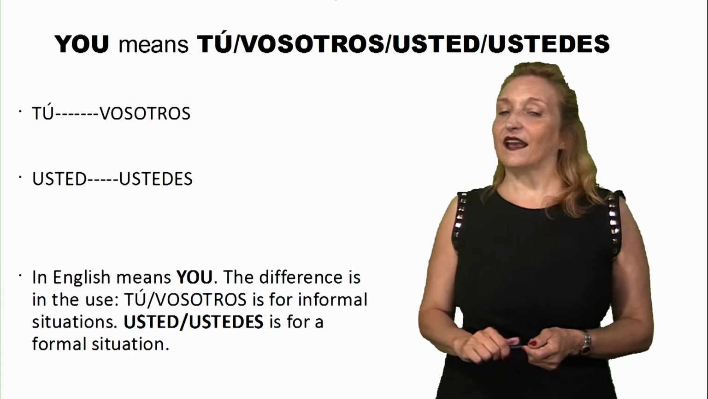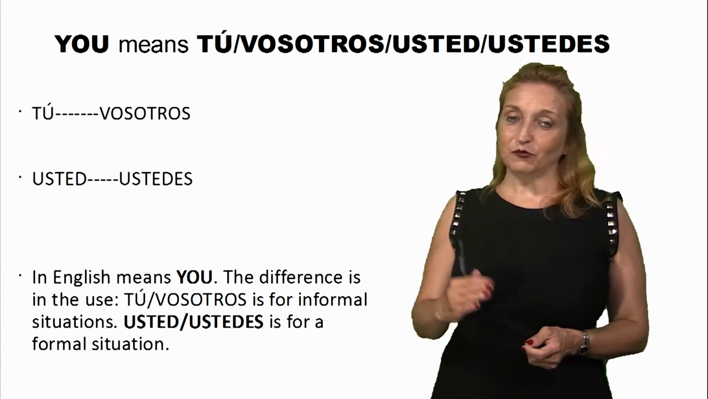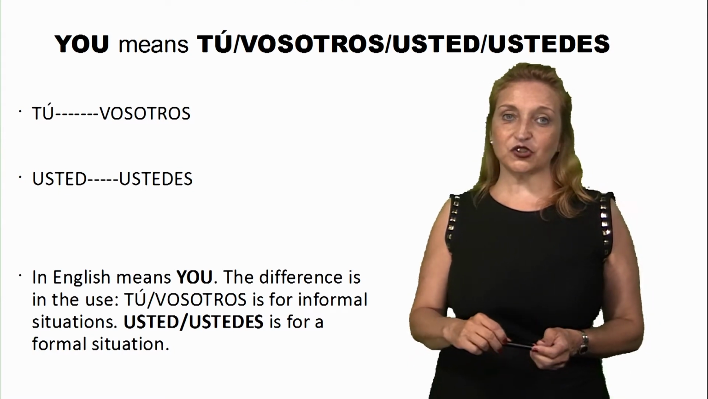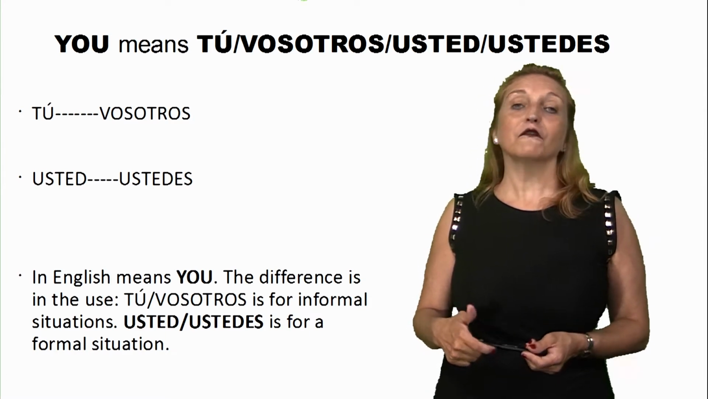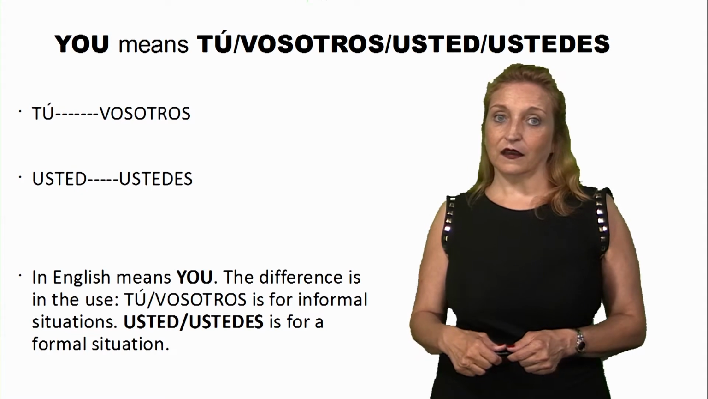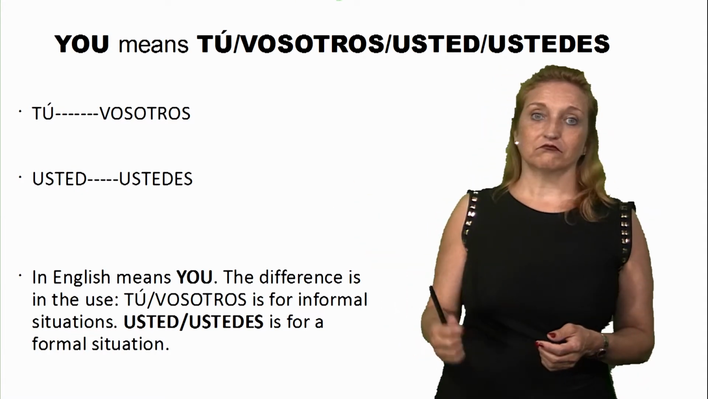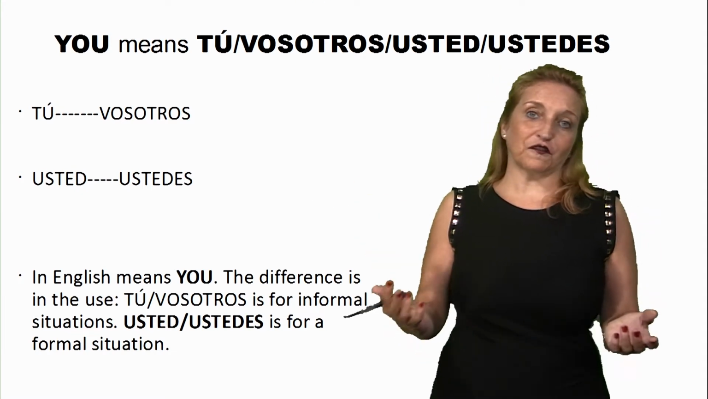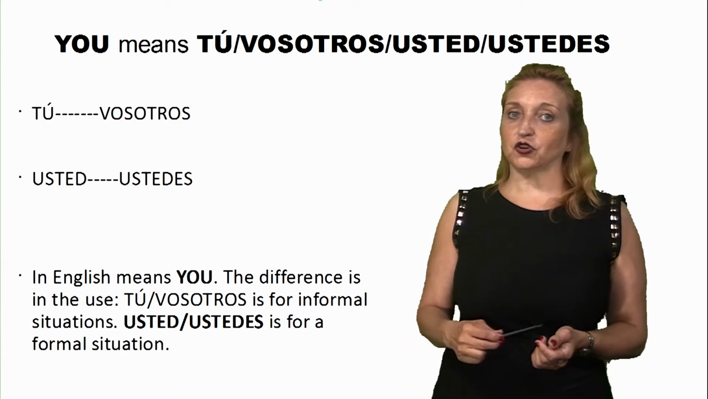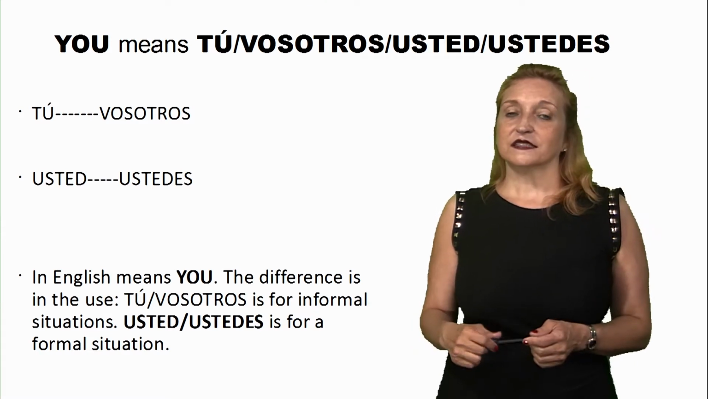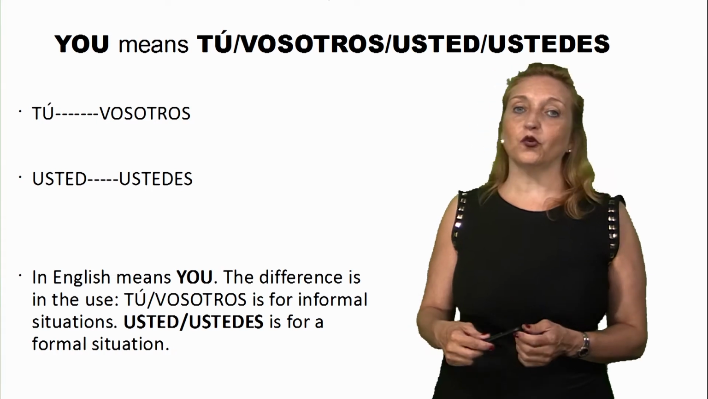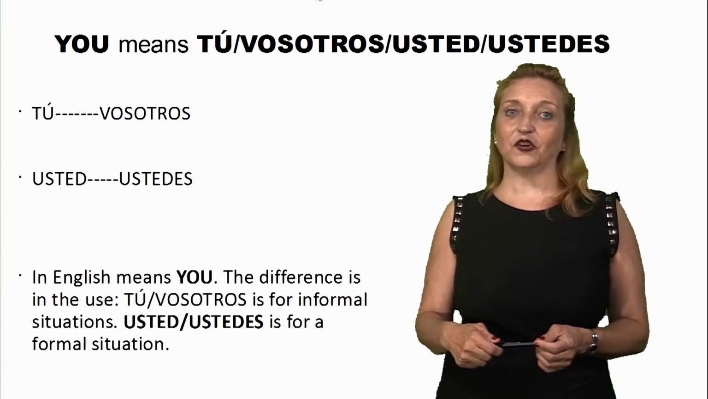Well, the difference is that tú, vosotros, you use for informal situations. And usted, ustedes, you use for formal. For example, in informal situations, I mean when you talk to your friends, tú, when you talk to your family. And formal situations could be when you talk to an old person, something like respect. When you make business, normally you use usted, ustedes, okay?